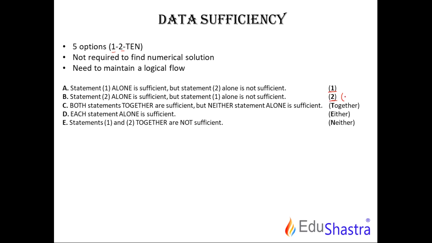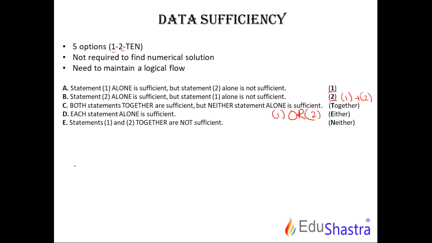Together essentially means 1 plus 2, where you combine both the statements, and only on combining your problem can be solved, means it is sufficient as an information. D would imply 1 or 2. So that is why it is either, where either statement alone is sufficient. Statement E is neither, when none of the given statements can be used to solve the given problem. So basically, what you need to do is maintain a logical flow.